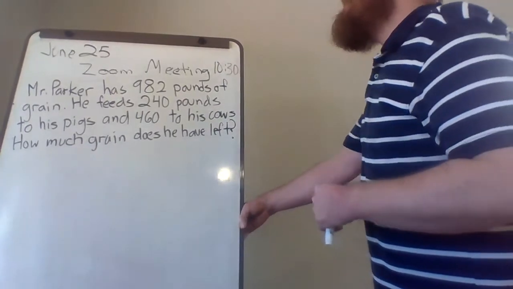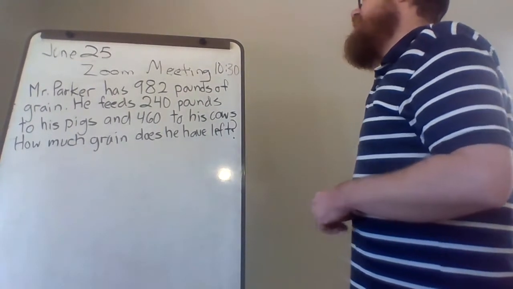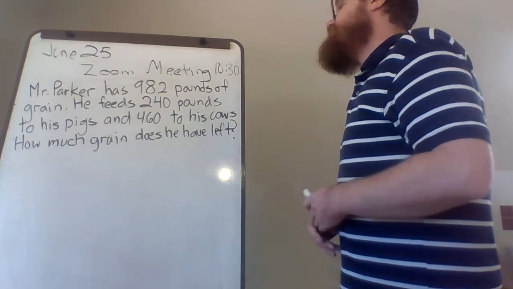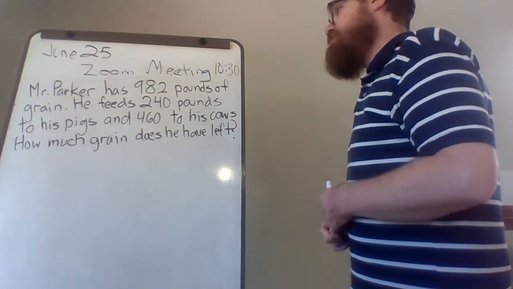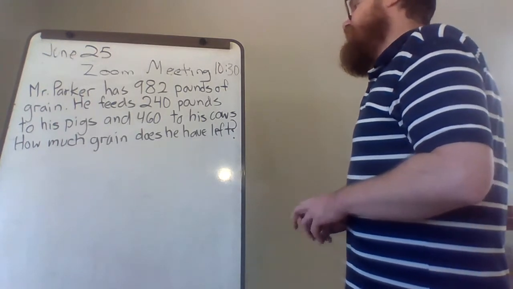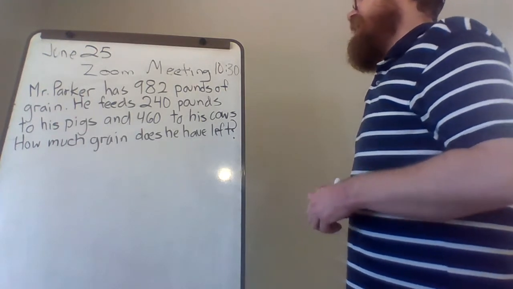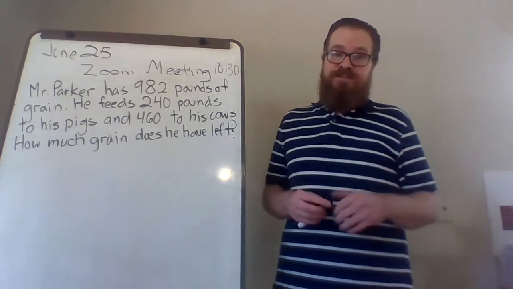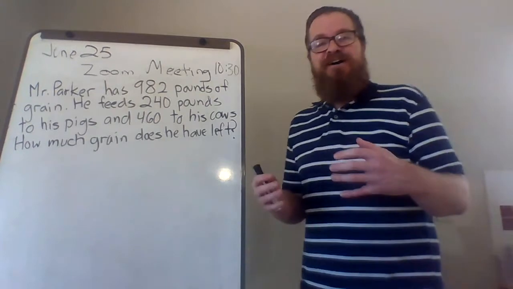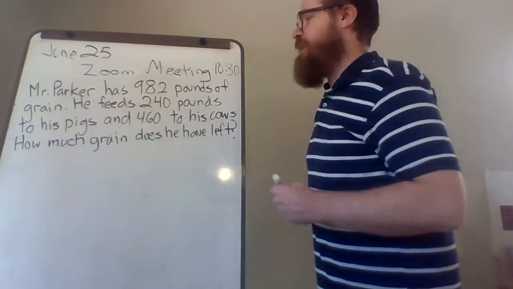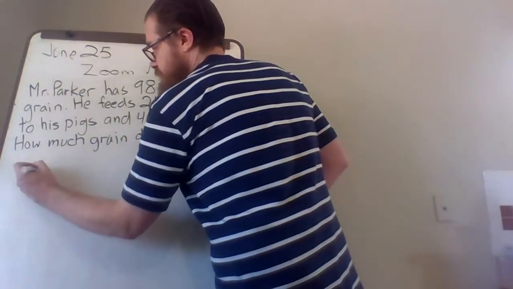It says, Mr. Parker has 982 pounds of grain. He feeds 240 pounds to his pigs and 460 pounds to his cows. How much grain does he have left? So we got a farming question, okay? So he's starting out with a bunch of grain. He's starting out with 982 pounds of grain. That's how much grain he has at the beginning.